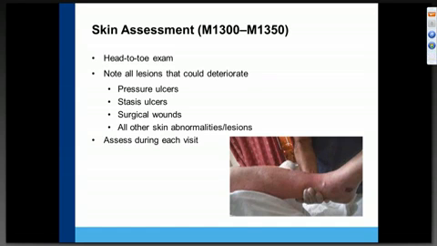Skin assessment is extremely important, as I reflected on earlier, for these patient populations. Both patient populations may be at risk for pressure ulcers, particularly the patient with limited mobility who needs assistance to move. Diabetic ulcers aren't listed here, but pressure points in patients who don't necessarily feel, they have neuropathy. Stasis ulcers, they may have some venous disease as well, surgical wounds, and any other skin abnormalities and lesions. It's important to do a thorough skin assessment.